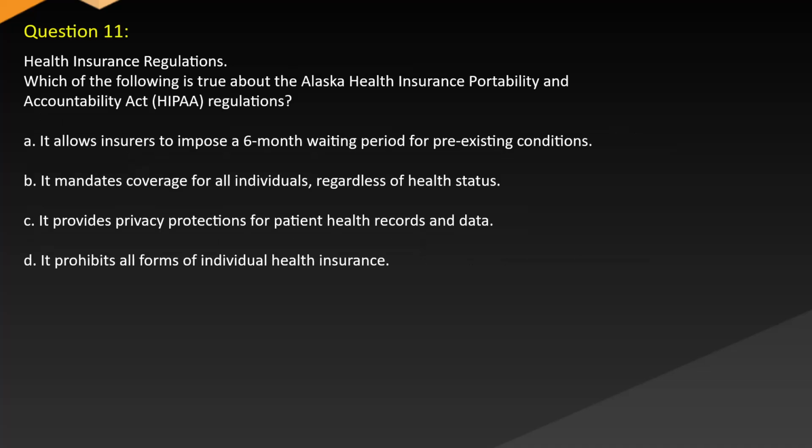Question 11. Health insurance regulations. Which of the following is true about the Alaska Health Insurance Portability and Accountability Act, HIPAA, regulations? A. It allows insurers to impose a 6-month waiting period for pre-existing conditions. B. It mandates coverage for all individuals regardless of health status. C. It provides privacy protections for patient health records and data. D. It prohibits all forms of individual health insurance.